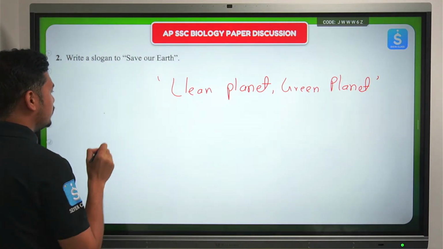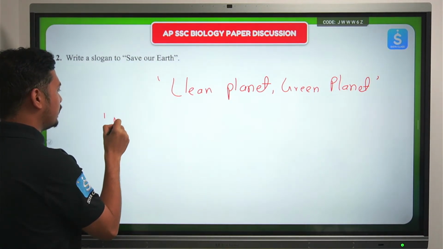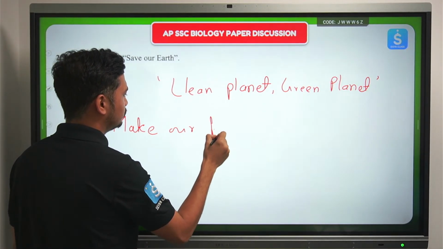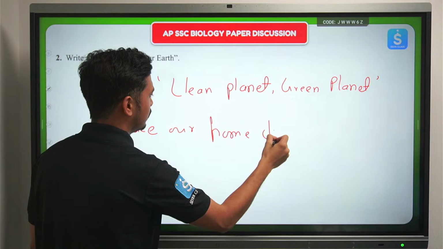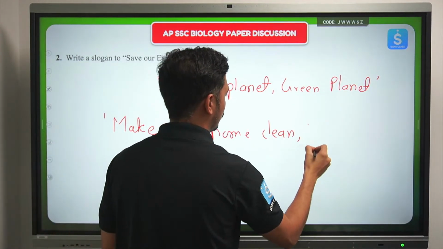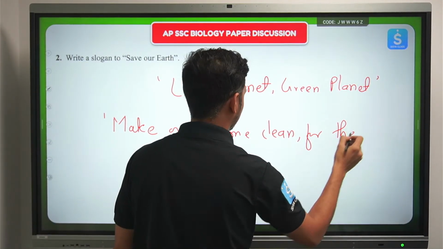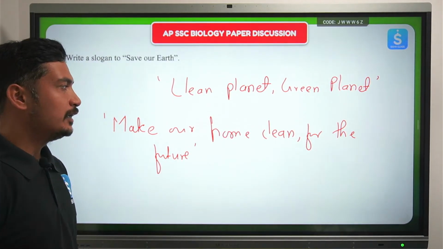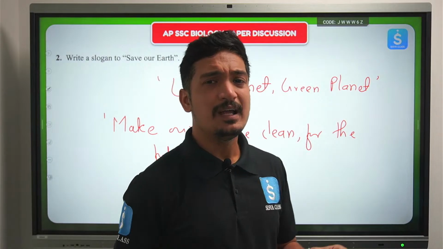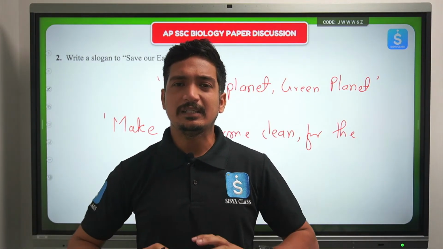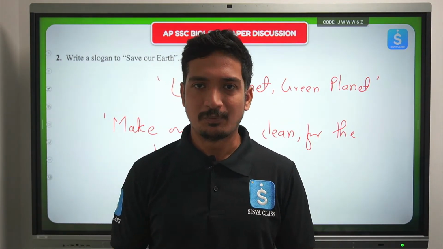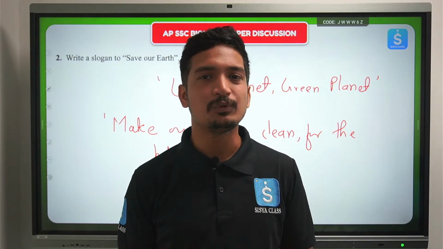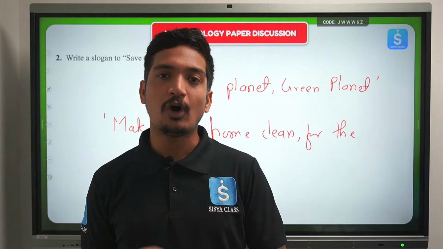The other slogan can be make our home clean for the future, for the future. Fine. So this can also be a slogan. A slogan can be small, catchy, and it should convey the message you want to say, right? So there are n number of answer possibilities that you can write over here. I just gave you 2 examples. There is no right or wrong answer over here.